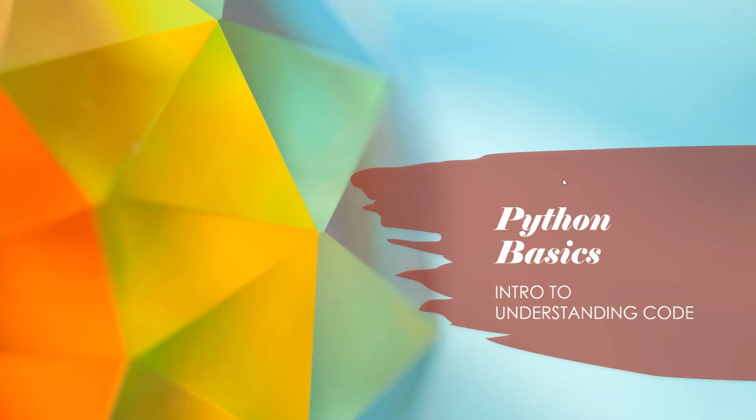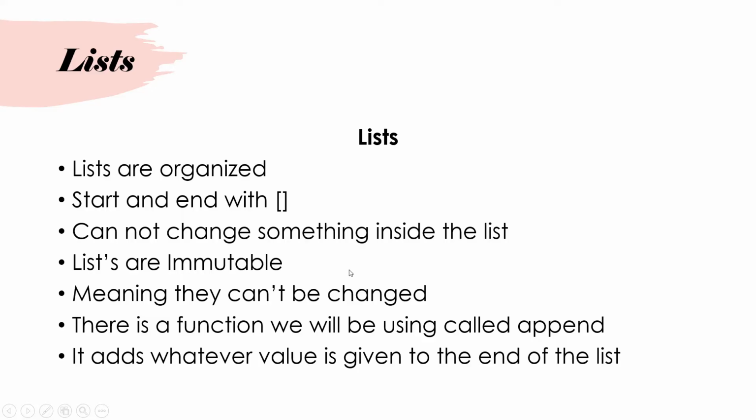We're going to talk about lists and variables. In variables, we're specifically going to understand references in Python. So let's start. Lists. Lists are organized. They start and end with brackets. You cannot change something inside the list that's already there. Lists are immutable, meaning they can't be changed, which is right here. There's a function we will be using called append in the example. It adds whatever value is given to the end of the list.